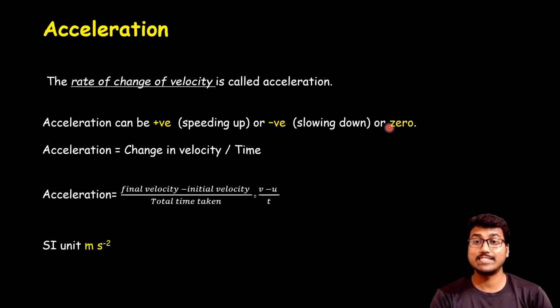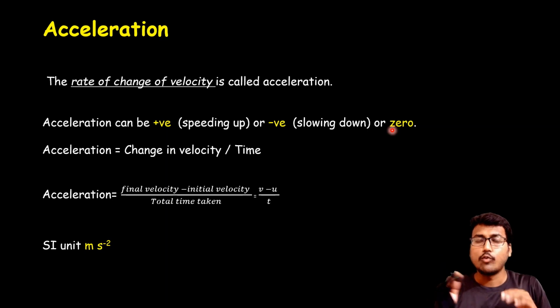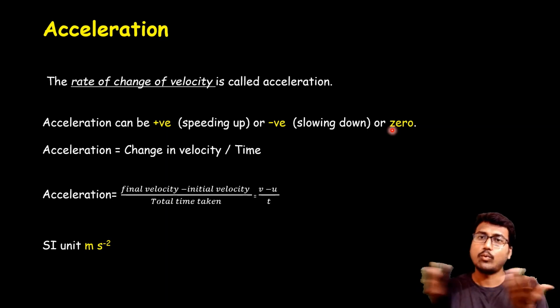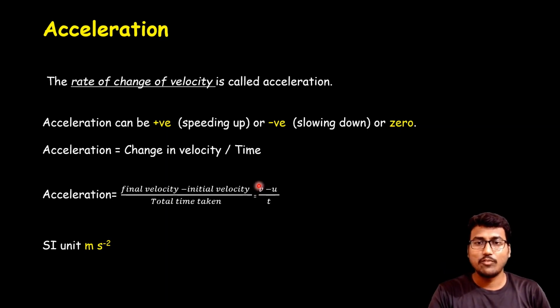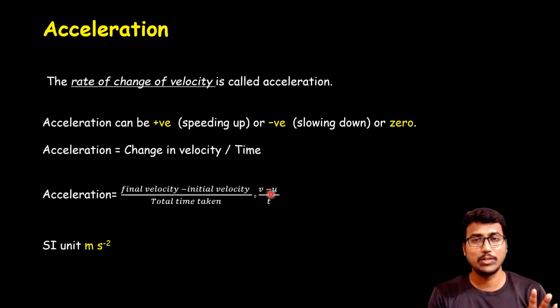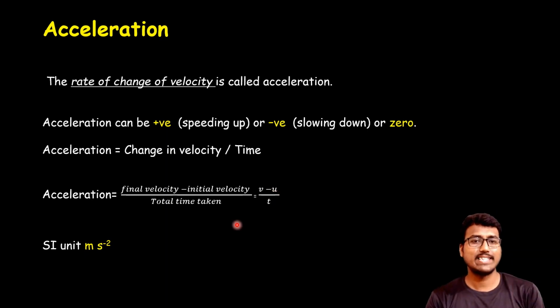Okay. Next, zero. When will acceleration be zero? When speed is not changing at all. For example, you have a speed of 60 kilometer per hour and you are not changing the speed at all. Speed is constant. What will be final? What will be initial? Both are the same. So whenever v and u are both the same, then v minus u will be 0. So then acceleration will be 0. Okay. The SI unit of acceleration is meter per second square.